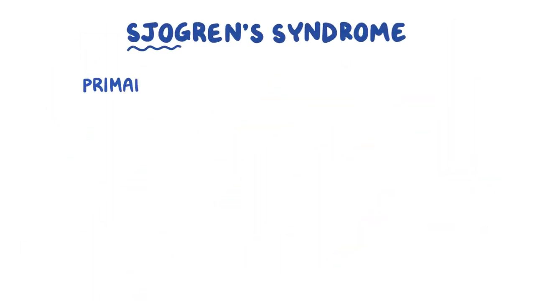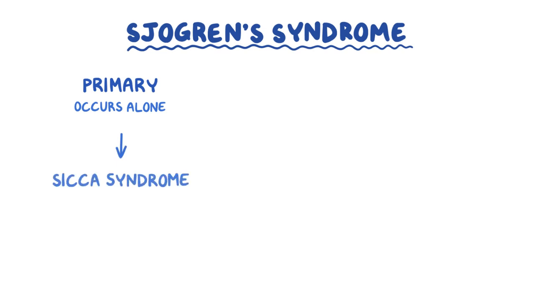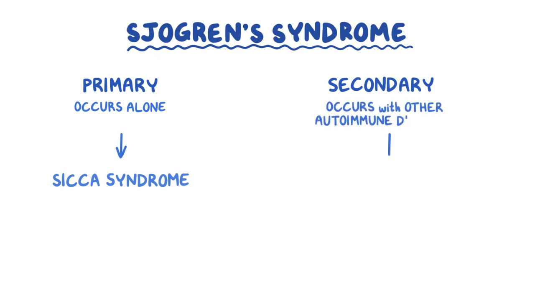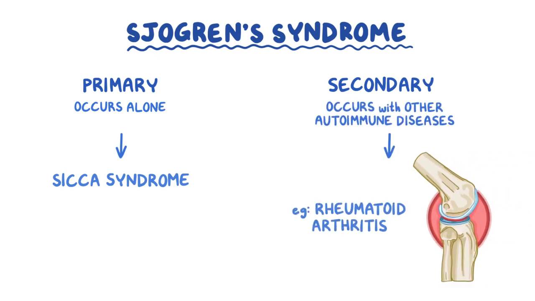Sjogren syndrome can be primary and happen alone, and in that situation it's called Sika syndrome. Alternatively, it can be secondary, which is when it happens along with other autoimmune diseases like rheumatoid arthritis.